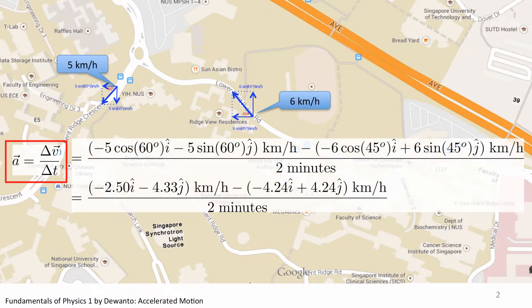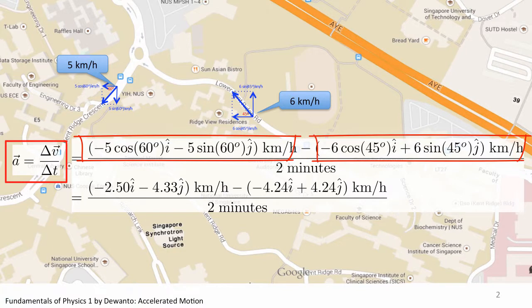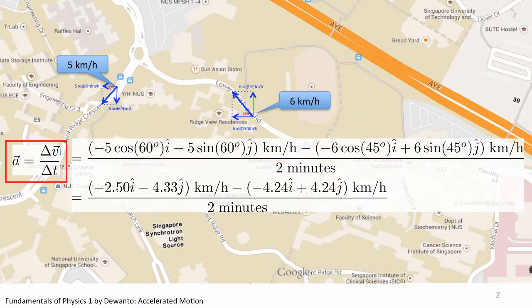I will not spell out letter by letter what is written here. Instead, I will highlight things which you need to take note of. First, the numerator is a difference in velocity, the final velocity minus the initial velocity, in i hat and j hat form. The denominator is of course the time span, which is 2 minutes. Second, notice the sign. When resolving the velocity vector using sine and cosine just now, I didn't tell you about the sign. By convention, any vector pointing to the left or pointing down is negative, whereas any vector pointing to the right or pointing up is positive.